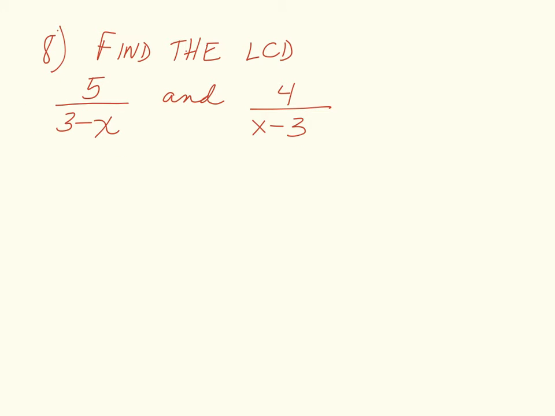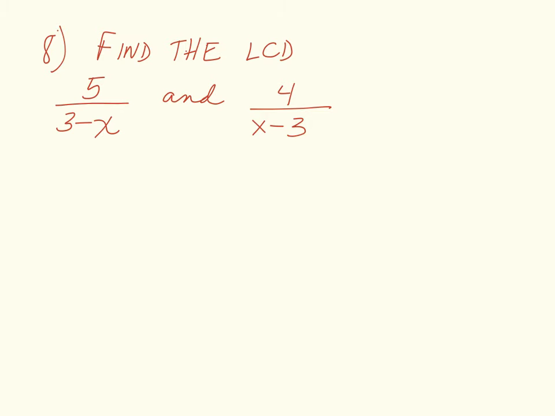Let's find the LCD of this one. Now, look at these two expressions here. We have 5 over 3 minus x and 4 over x minus 3. Now, look at these two. They're not the same, but they are exact opposites of each other. In the first one, the 3 is positive, and in the second one, the 3 is negative. In the first one, the x is negative, and in the second one, the x is positive. So they are exact opposites of each other.